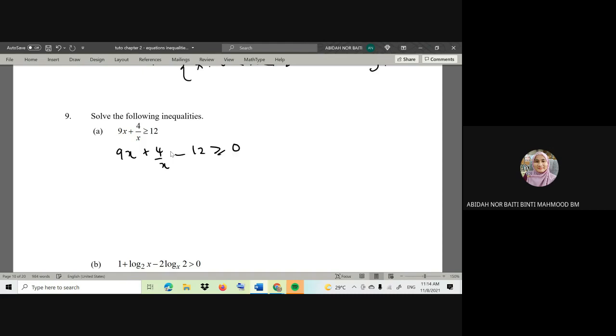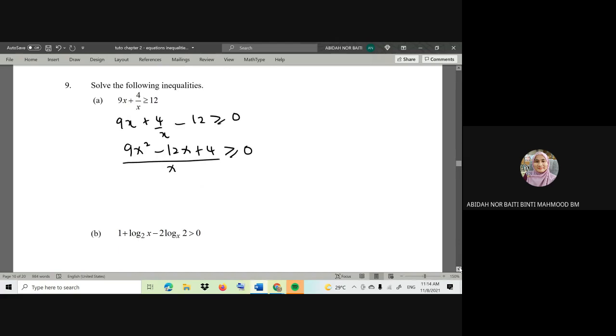For inequalities, we cannot make the denominator positive one ya, macam biasa kita buat tu. Tak boleh, denominator dia mesti macam tu lah. Kalau over X, still over X. And then we equalize denominator, therefore your denominator is X. Your numerator is 9X squared minus 12X plus 4 greater equal 0. Macam soalan tadi kat atas tu. Susun, so we get quadratic.